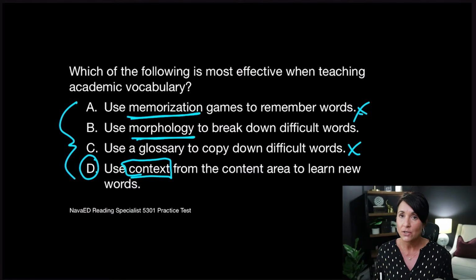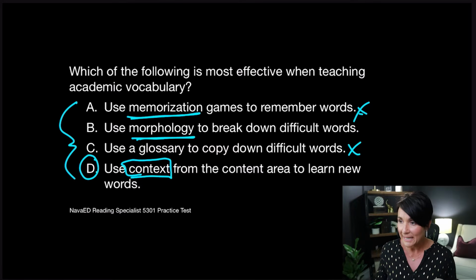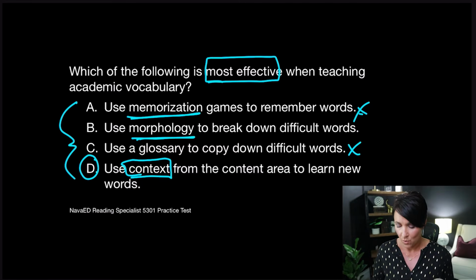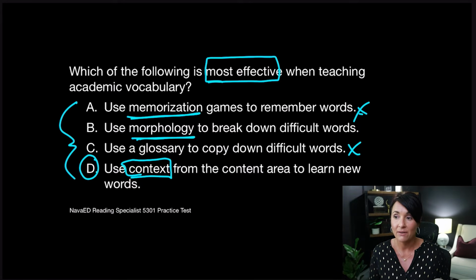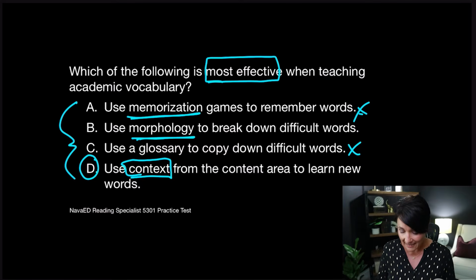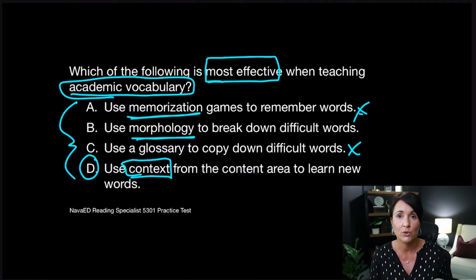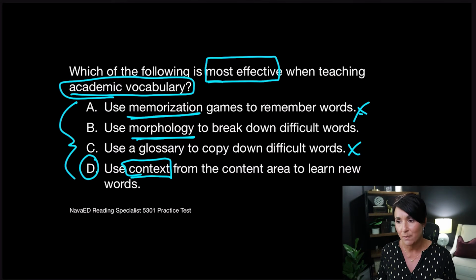D is better. Let's look at the question to see if we can narrow it down. Which of the following is most effective when teaching academic vocabulary? Most effective. Now we're talking about academic vocabulary. And when we're talking about academic vocabulary, we're talking about biology words, maybe words used in social studies that are a little more complex and have to do with a specific content area. And that's why D is best here.